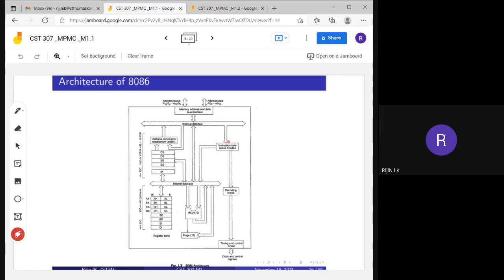Okay, then the next important functional part is the adder. In 8086 we already studied the address bus. So tell me, what is the size of the address bus in 8086? Anybody? What is the size of the address bus? Anybody? 20.